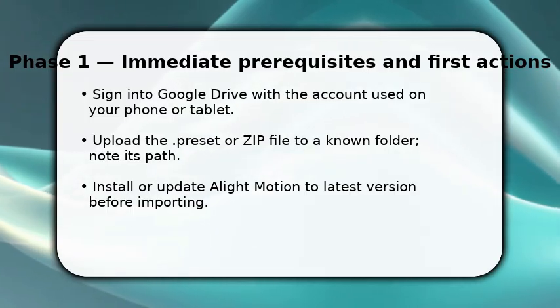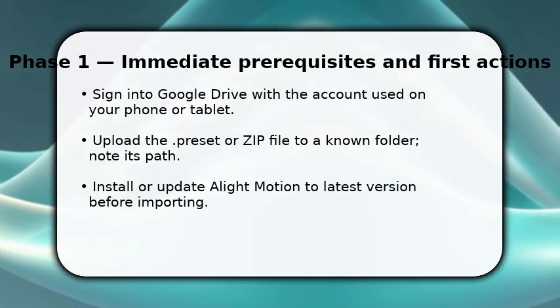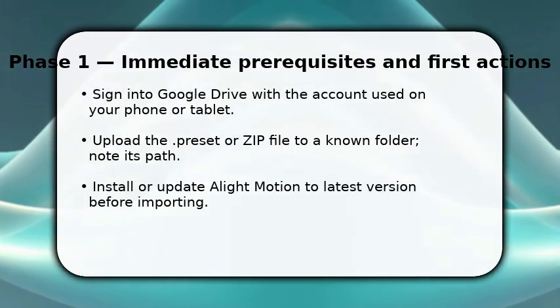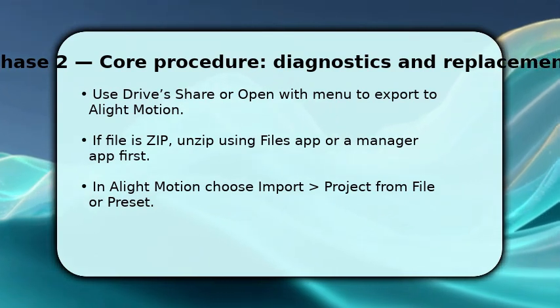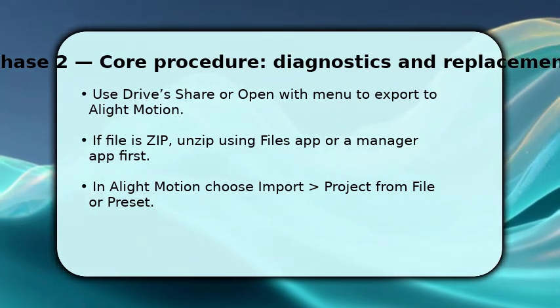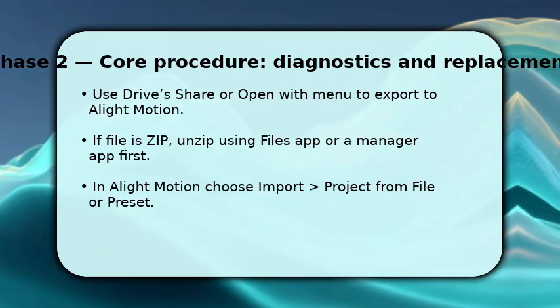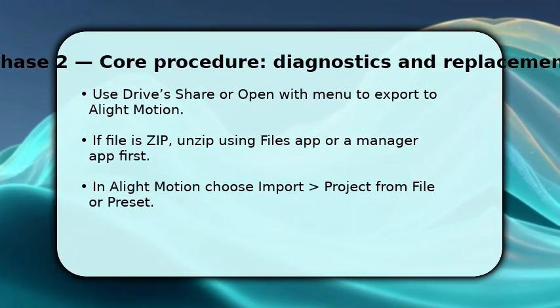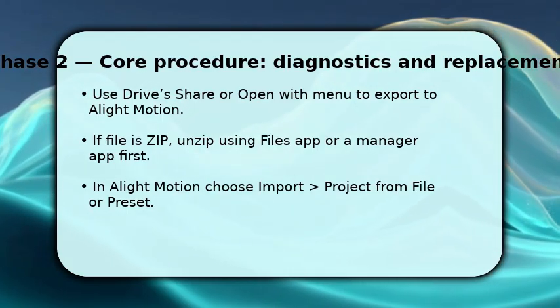Now open Drive and locate the file. Keep this app open, because the next step is transferring it into Alight Motion directly from Drive. Once the file is visible in Drive, tap the three dots and choose Open with or Share. Pick the Files app if needed, then select Alight Motion. This hands the file to the editor. If Drive holds a zip, extract it using Files or a file manager and confirm the preset is present.